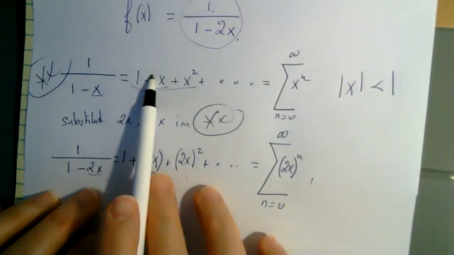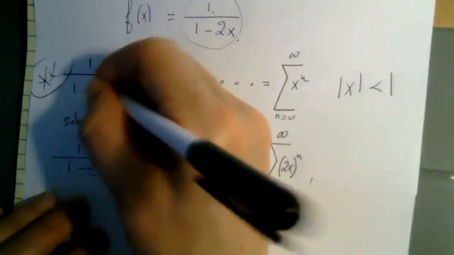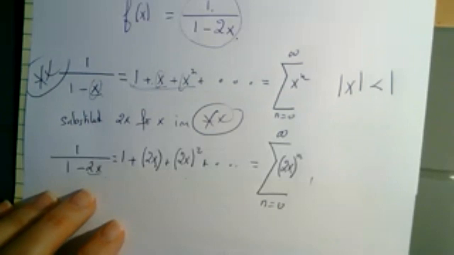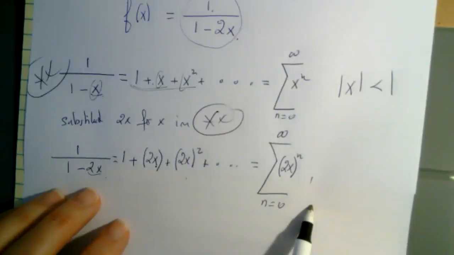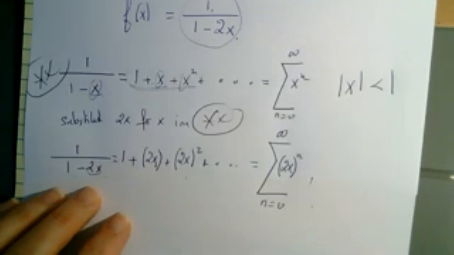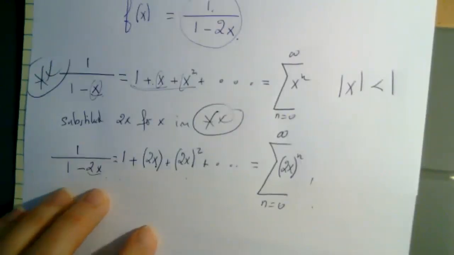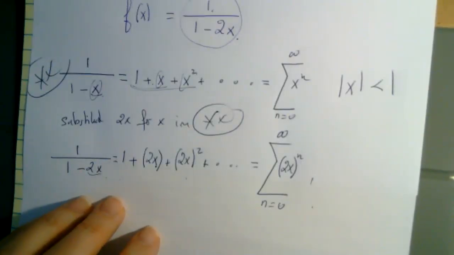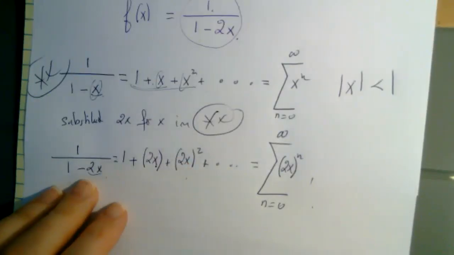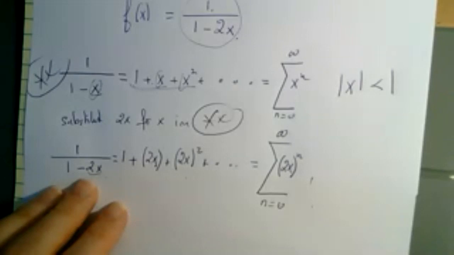The original one holds as long as this variable in absolute value is less than 1. So for this equality to hold, what condition on x should we have? Can anybody give me an idea? By plugging in 2x for x, what conditions on x should we have?